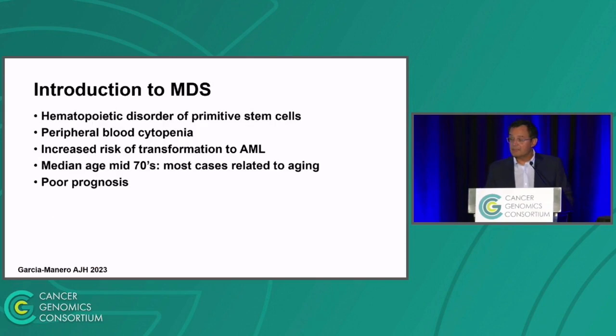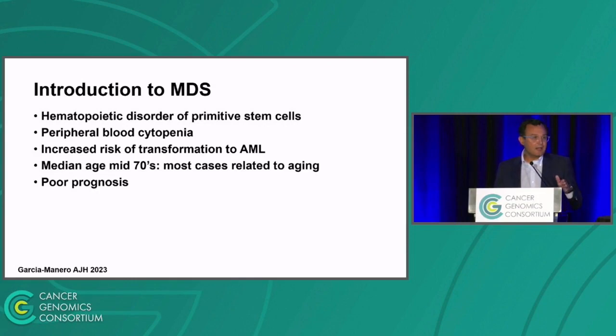So what is myelodysplastic syndrome, or MDS? It's basically a hematopoietic disorder, a type of leukemia that evolves from a very primitive stem cell. That's why this disease is so difficult to cure, because it's very difficult to eradicate these cells. Clinically, this manifests as peripheral blood cytopenia, meaning they have a low white count, low hemoglobin, and/or low platelets. These patients have an increased risk of transforming to acute myelogenous leukemia, although the reality is that most patients with MDS will die from a complication of the MDS itself.